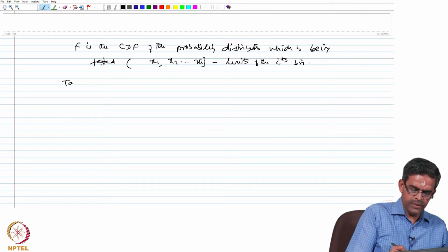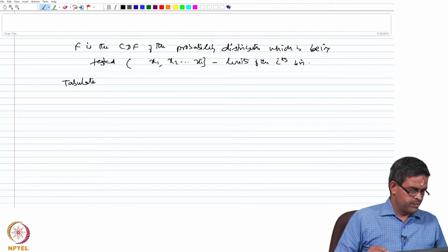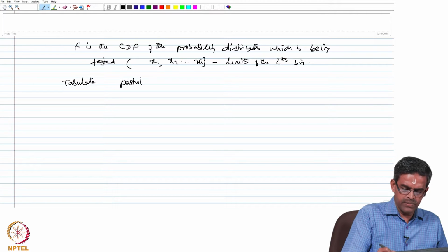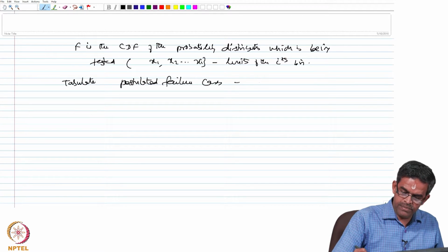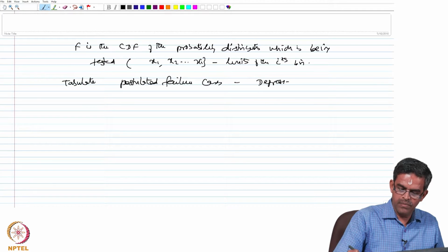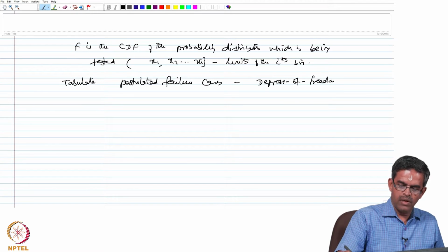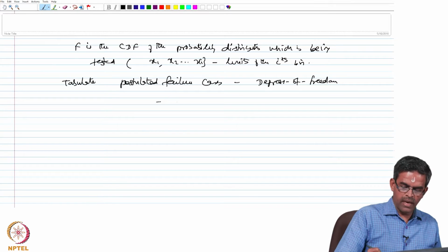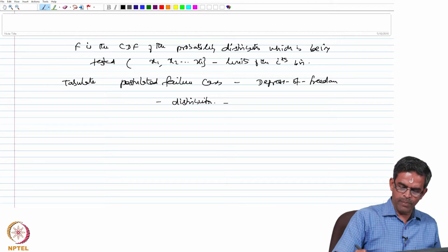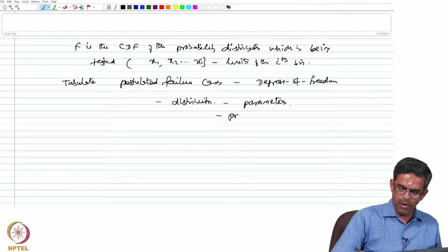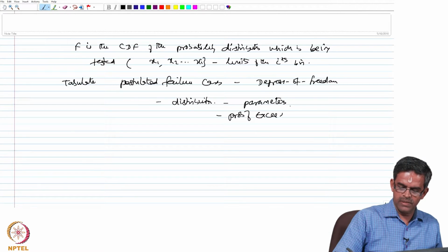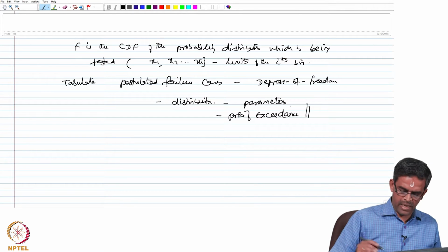One can now tabulate the postulated failure cases in different degrees of freedom and do statistical analysis and fit to the best distribution, find out the parameters of the distribution and check the probability of exceedance. Okay, that is the idea we have done.